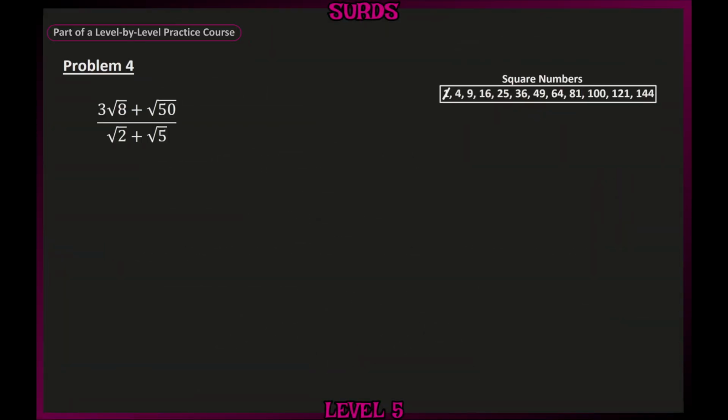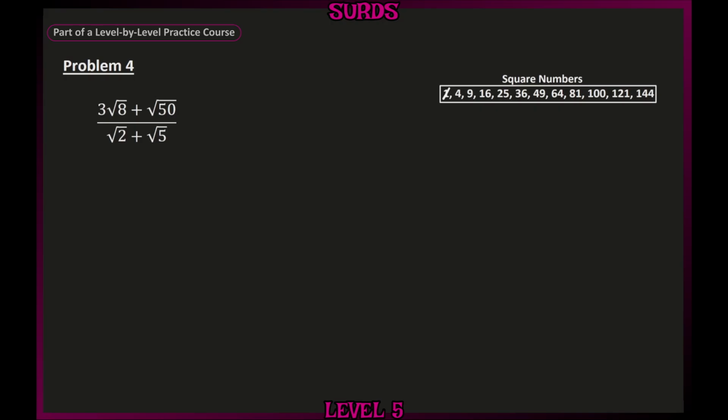In problem 4, we're rationalising and simplifying 3 root 8 plus root 50 all over root 2 plus root 5. Again here, we could start rationalising immediately and multiply the top and bottom by the conjugate of root 2 plus root 5, and that's root 2 minus root 5. And it would be absolutely fine for this to be our starting point.